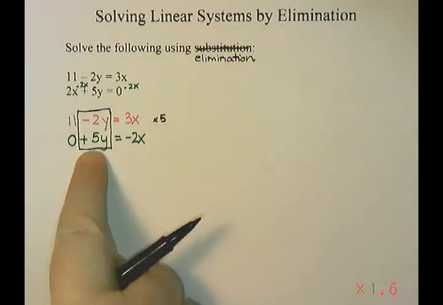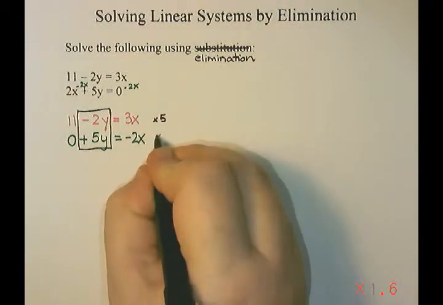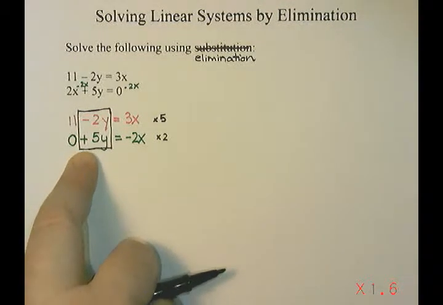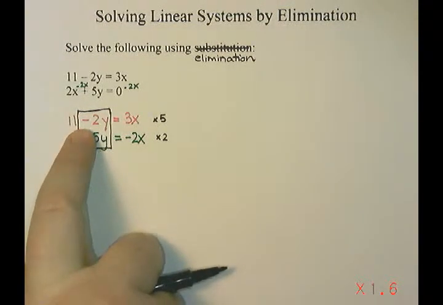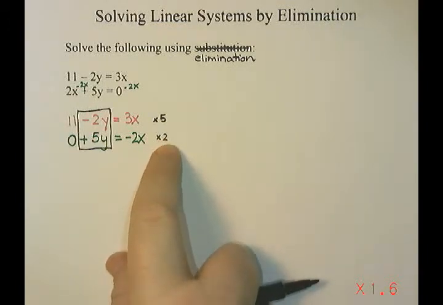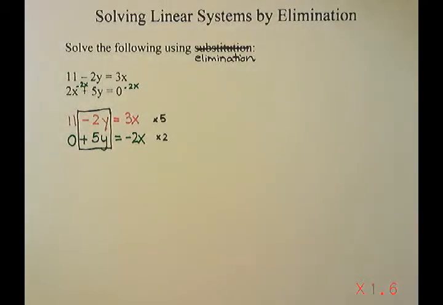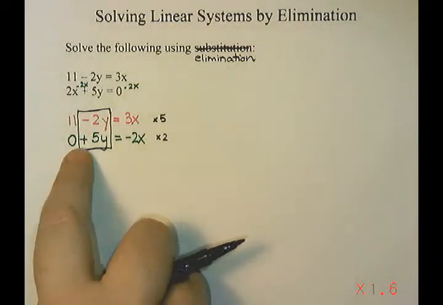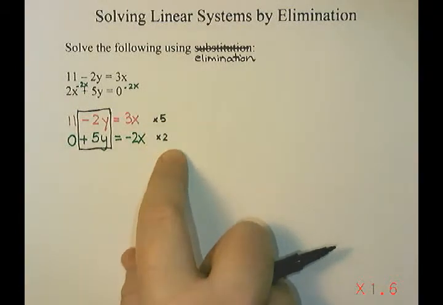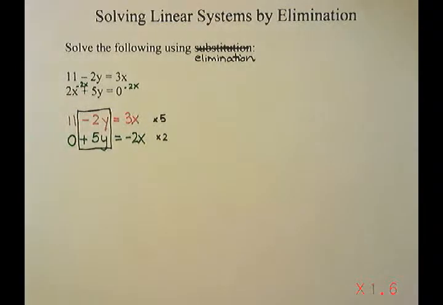And I'm going to take the bottom equation and multiply it by 2. Now I also want them to have opposite signs, which means I want one of them to be negative and one of them to be positive. If they were both positive, I would make one of these numbers negative so that one ends up negative and one ends up positive. The same thing if they were both negative, I would make one of these two numbers negative so that they ended up with opposite signs.